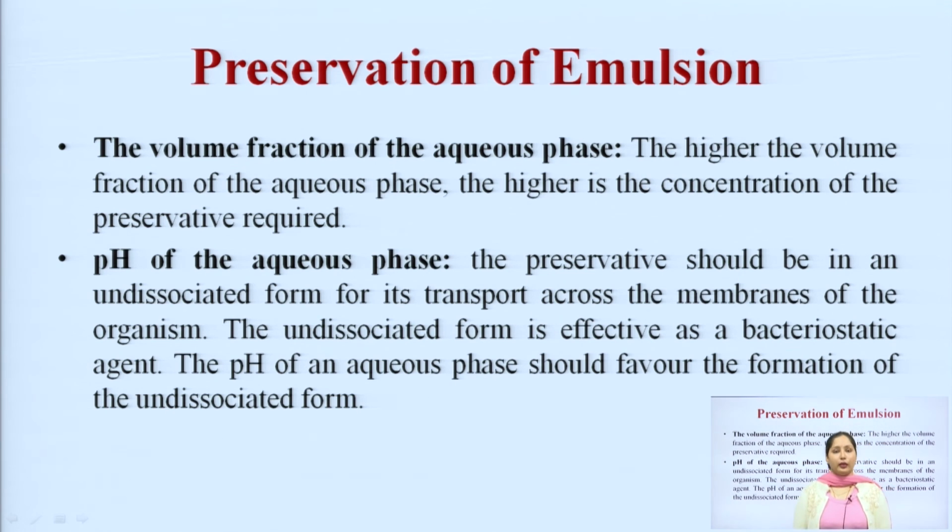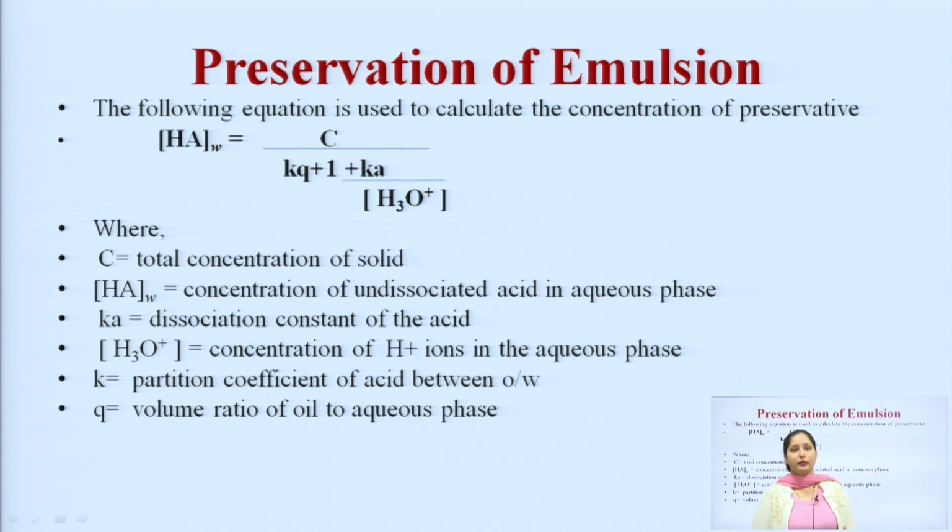The preservative should be in an undissociated form for its transport across the membrane of the organism. The undissociated form is effective as a bacteriostatic agent. The pH of an aqueous phase should favor the formation of undissociated form. So, the preservative should be present in its undissociated form, so that it can easily permeate through the membranes of the microorganism. The undissociated form of the bacteriostatic agent is more effective. So, whatever the pH of your aqueous phase is, that should favor the conversion of the preservative into its undissociated form. The following equation is used to calculate the concentration of preservative.